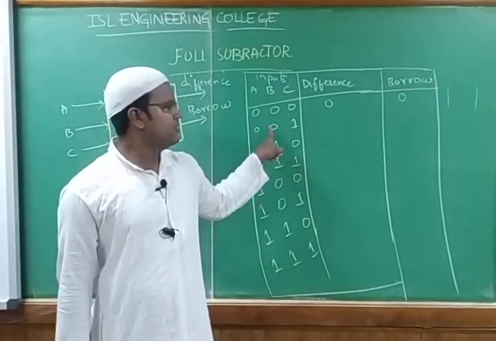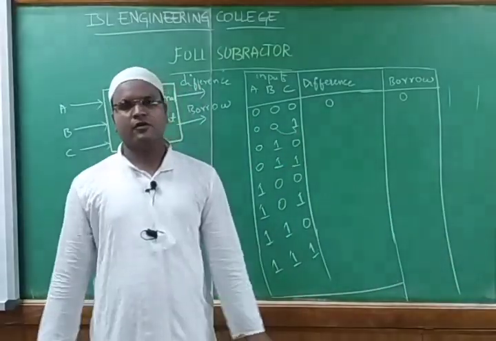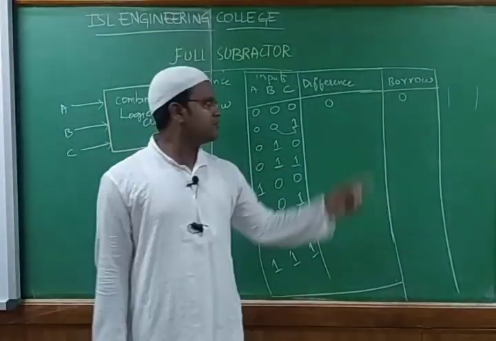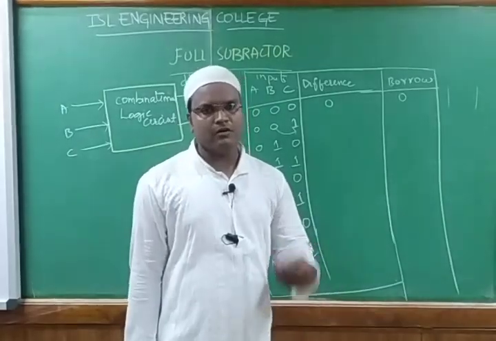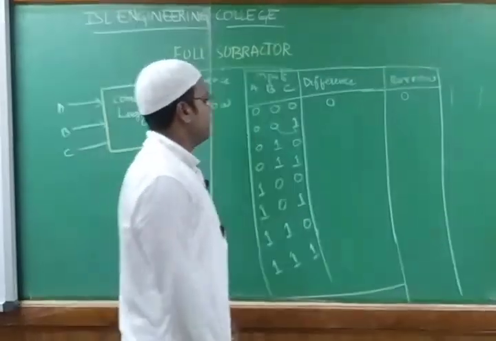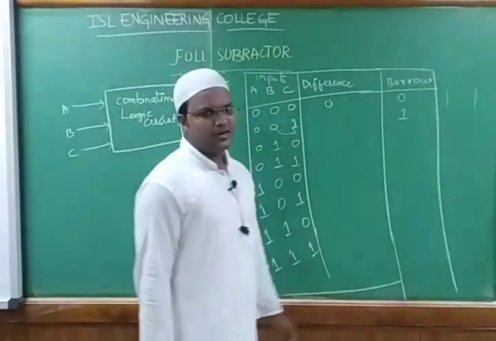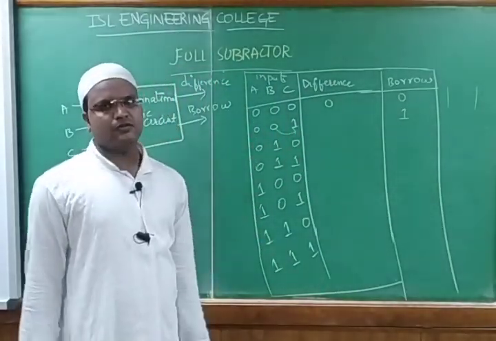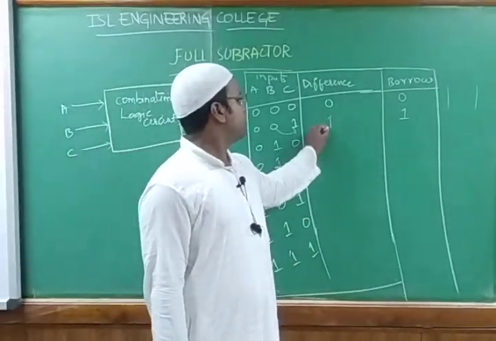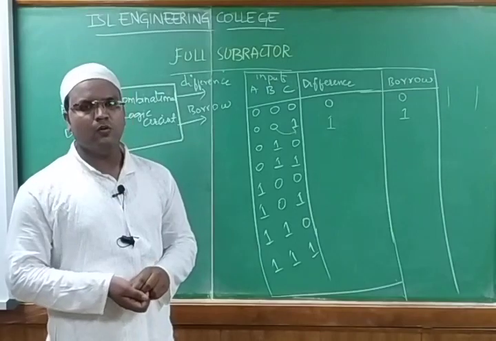Again it is 0. So 0 minus 1. Can I do 0 minus 1 like this? No. I'll get minus 1. So minus 1 should not be there for difference. All values should be either 0 or plus 1. That's the reason I need to borrow 1. When I'm borrowing 1, what I'll get? I'll get 1 minus 0. So what is 1 minus 0? That is nothing but 1. That means difference is also 1 and borrow is also 1.